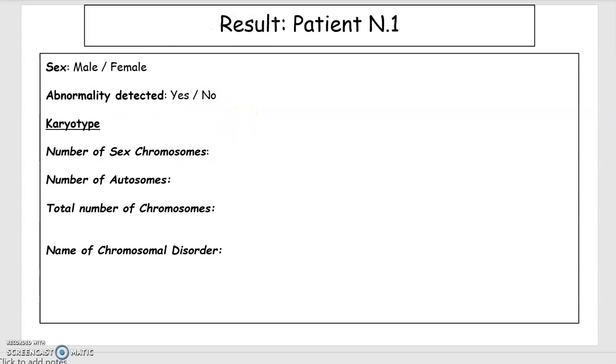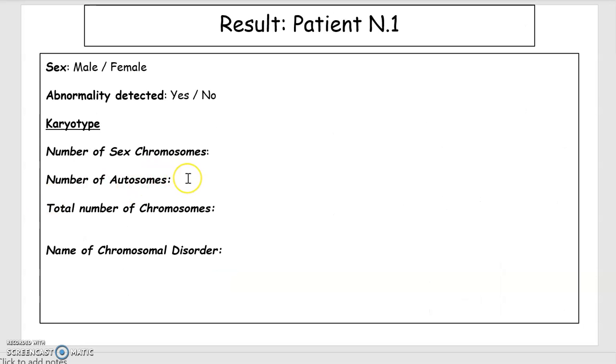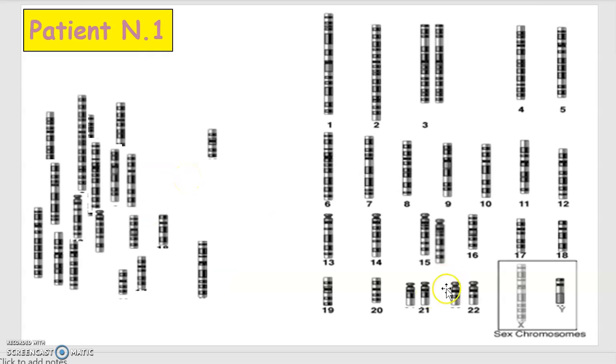Number of sex chromosomes. You can always tell sex chromosomes because they're here in the sex chromosome box. You just count them. Number of autosomes is all your other chromosomes. So once you get it done, you can sit there and count all of these. Or if they're normal, you should know that the normal number of chromosomes in a human is 46. If 2 of those are sex chromosomes, 44 of them must be autosomes. Unless they got an extra one.